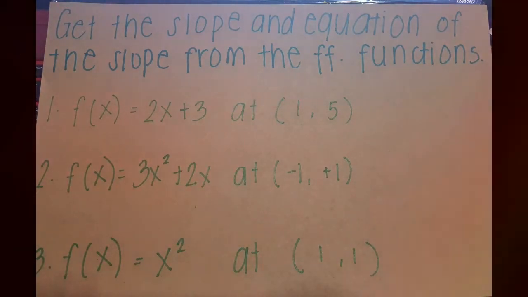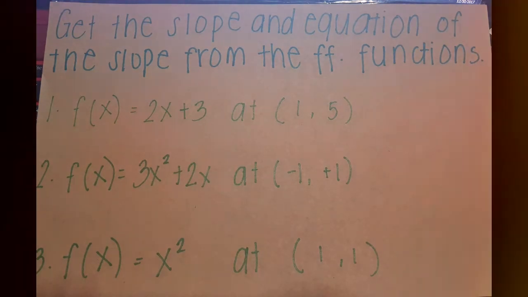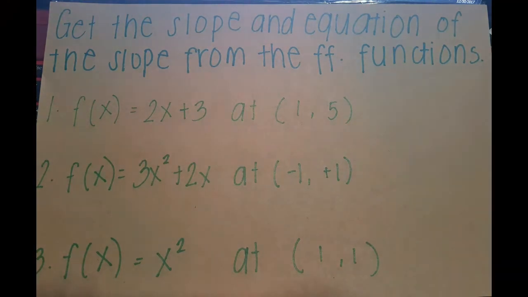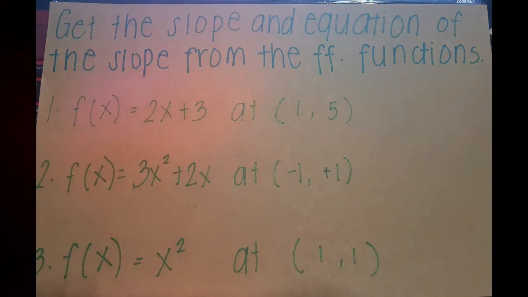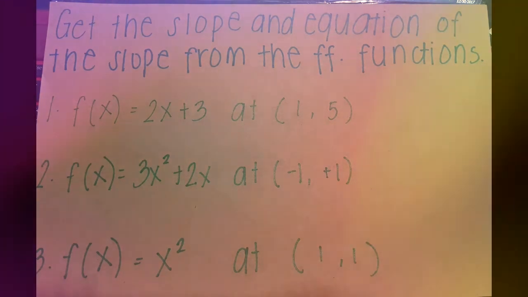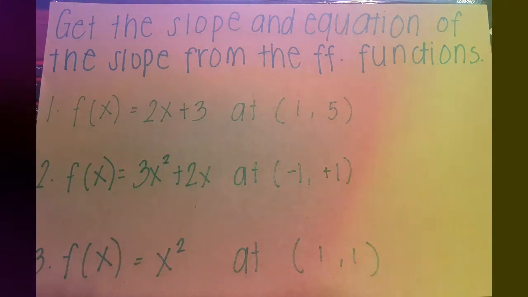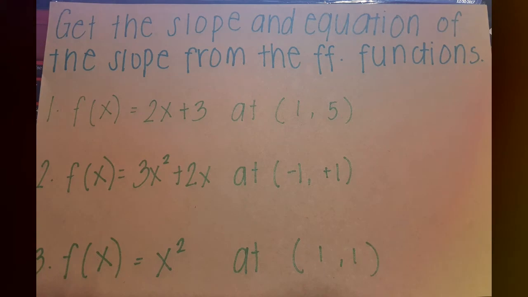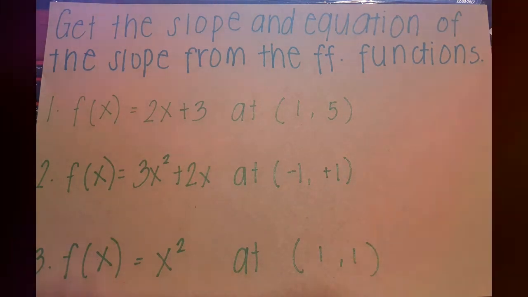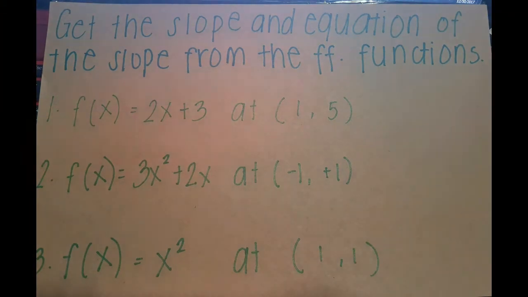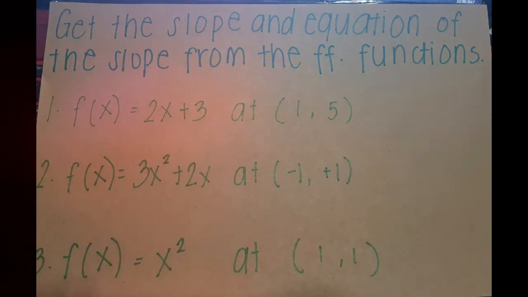So now, you'll be having 5 problems. Get the slope and the equation of the slope from the following functions. Number 1. f of x is equal to 4x plus 3 at (1, 5). Number 2. f of x is equal to 3x squared plus 2x at (negative 1, negative 1). Number 3. f of x is equal to x squared at (1, 1).